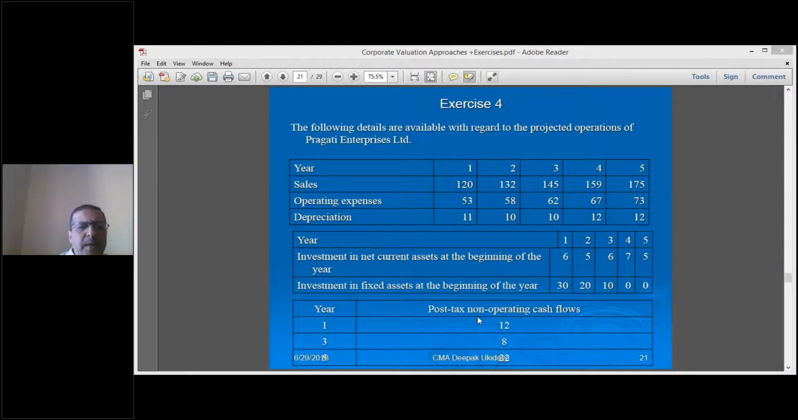KD post tax into market value of debt plus KE into market value of equity upon debt plus equity will give you overall cost of capital. मैं formula बताने की जरूरत है क्या? Because in intermediate also you have studied this in FM, in SFM also you have studied this. As per weighted average cost of capital formula, it is KD post tax into market value of debt plus KE into market value of equity divided by market value of debt plus equity.